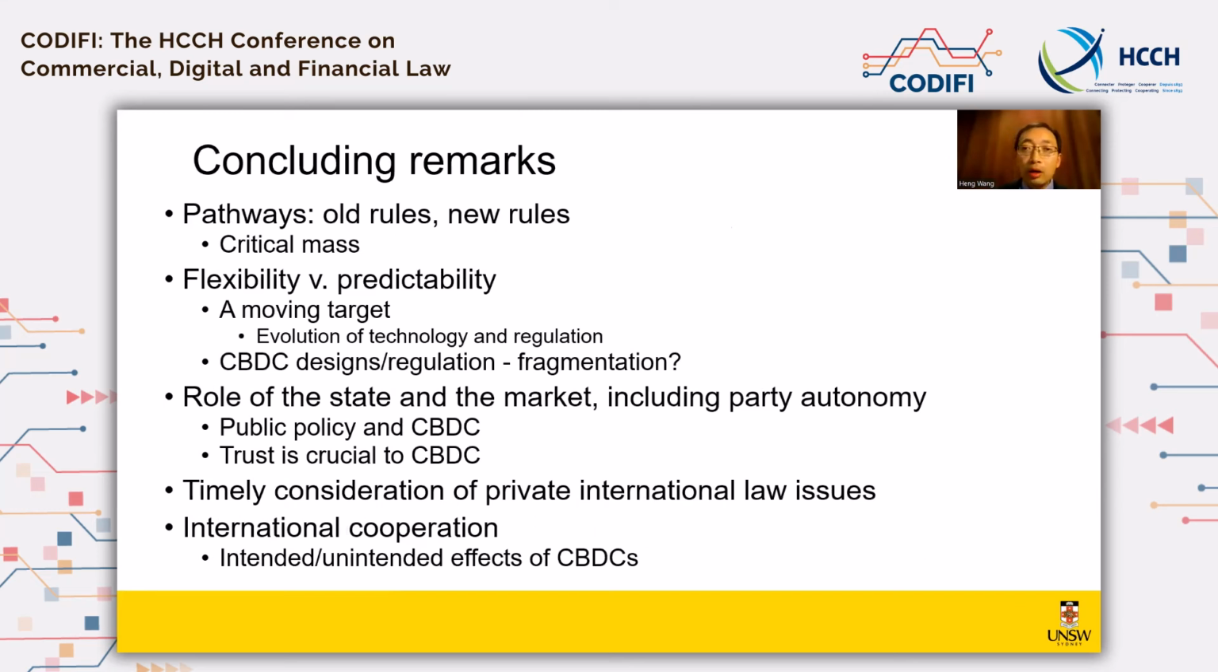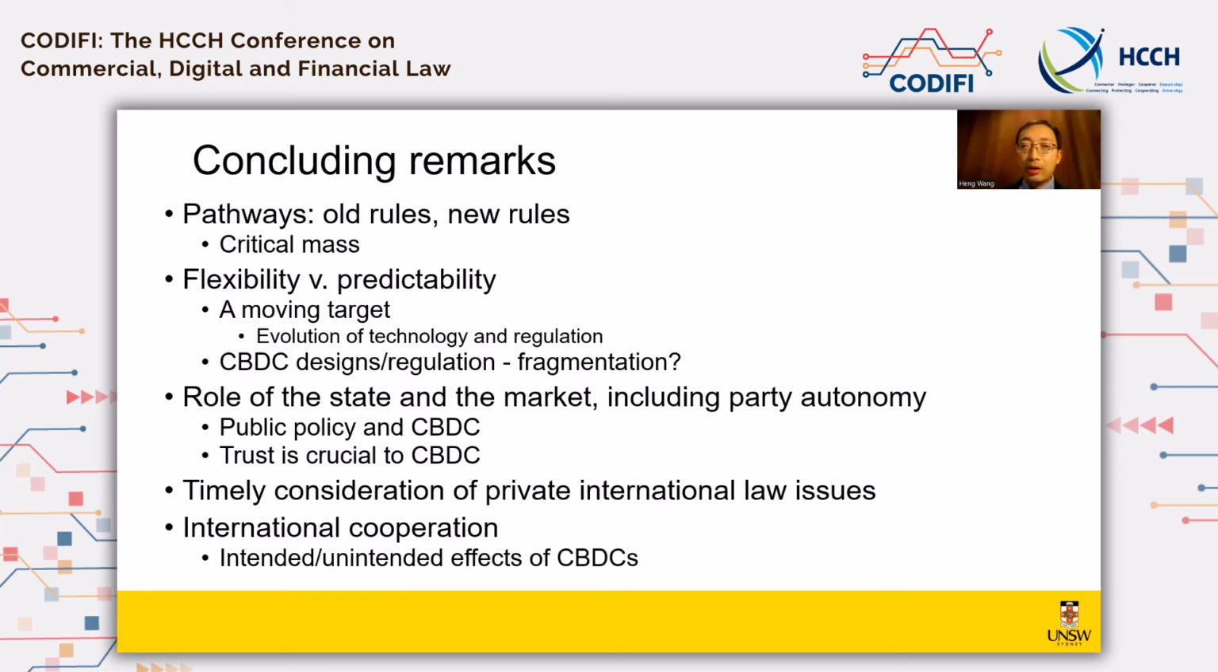To conclude, I would like to say that for private international law and CBDC, there are pathways. One obvious way is to adapt old rules to CBDC. Another is to develop new rules of private international law to deal with CBDC. It remains to be seen whether there's a critical mass, and they may help to forge a group of countries on particular private international law. They may also have a network effect, attracting more states to join this direction.